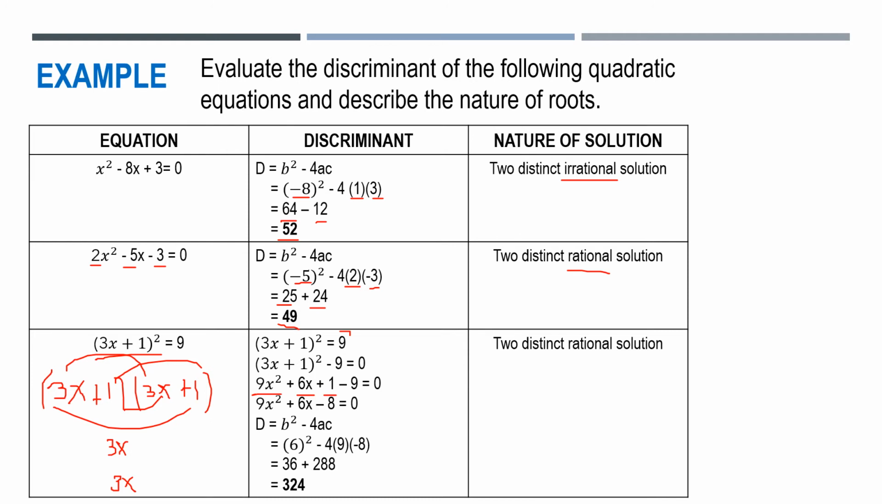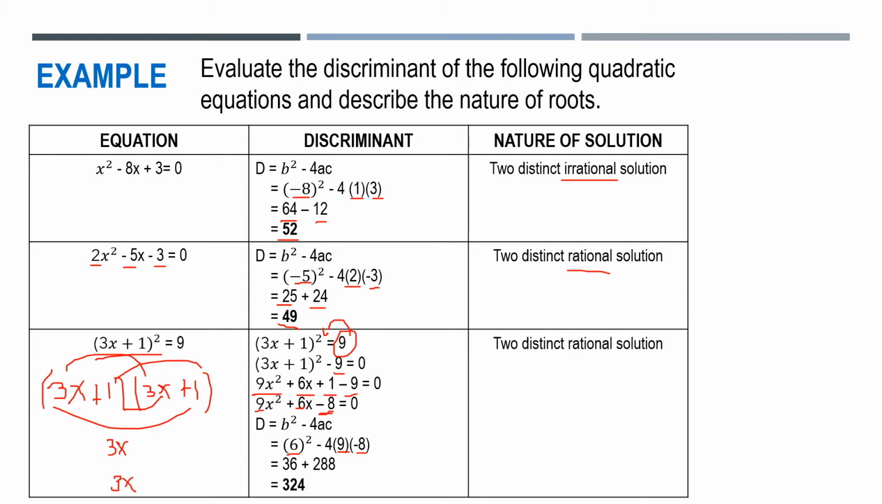And huwag kalimutan itong 9. So, kapag tinranspose, magiging negative 9. Kaya ito ay negative 9. So, combining like terms, meron tayong positive 1 and negative 9. Pag sinubtract, 8. Then, follow the sign of the bigger number. So, negative 8. And, pwede na nating identify yung value ng A, B, and C. So, B squared. Ang B natin ay 6. B squared minus 4. Then, yung A natin ay 9. And yung C ay negative 8.